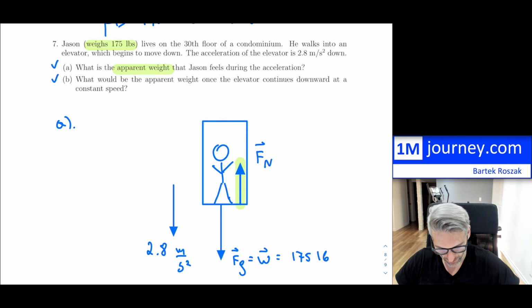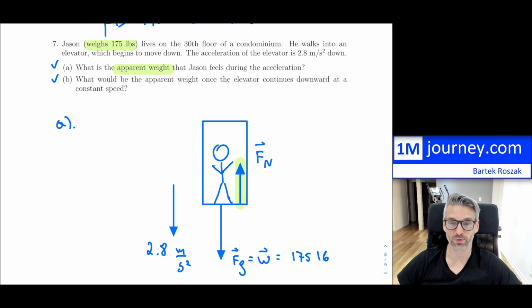Remember, force of normal is at the contact point and always perpendicular to the contact point, so it's up. And those really are the only two forces. There's no other forces that we know of. There is friction and stuff, but I guess we're neglecting it because they don't mention anything else.